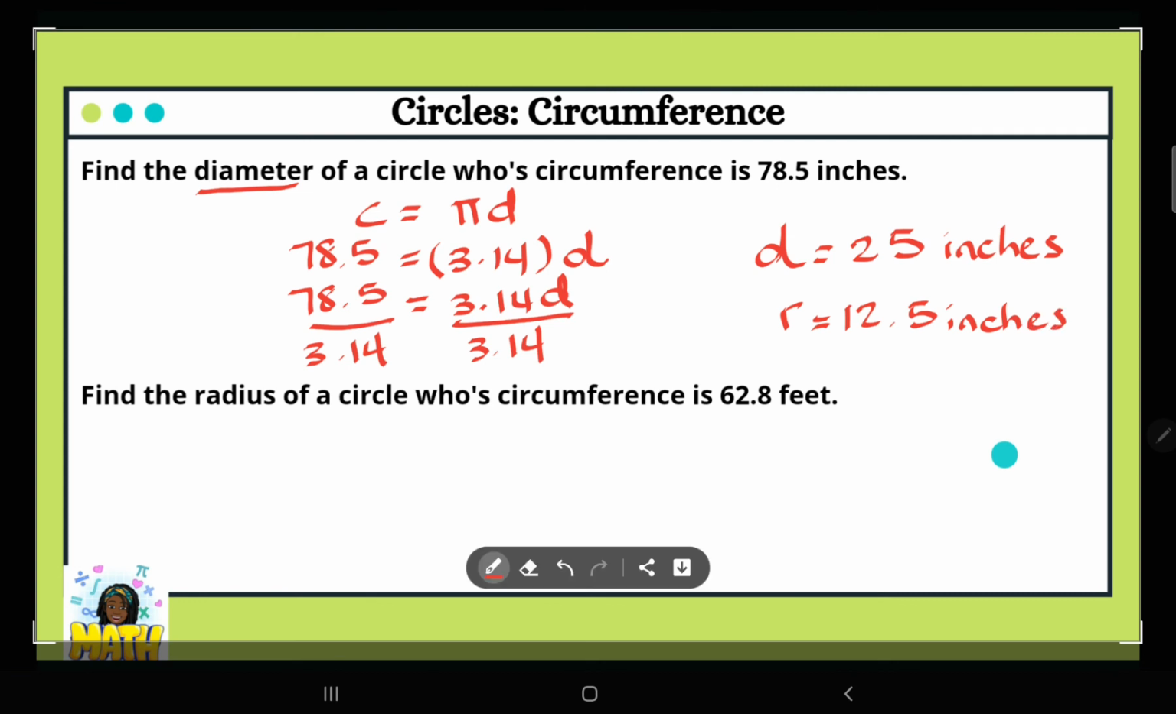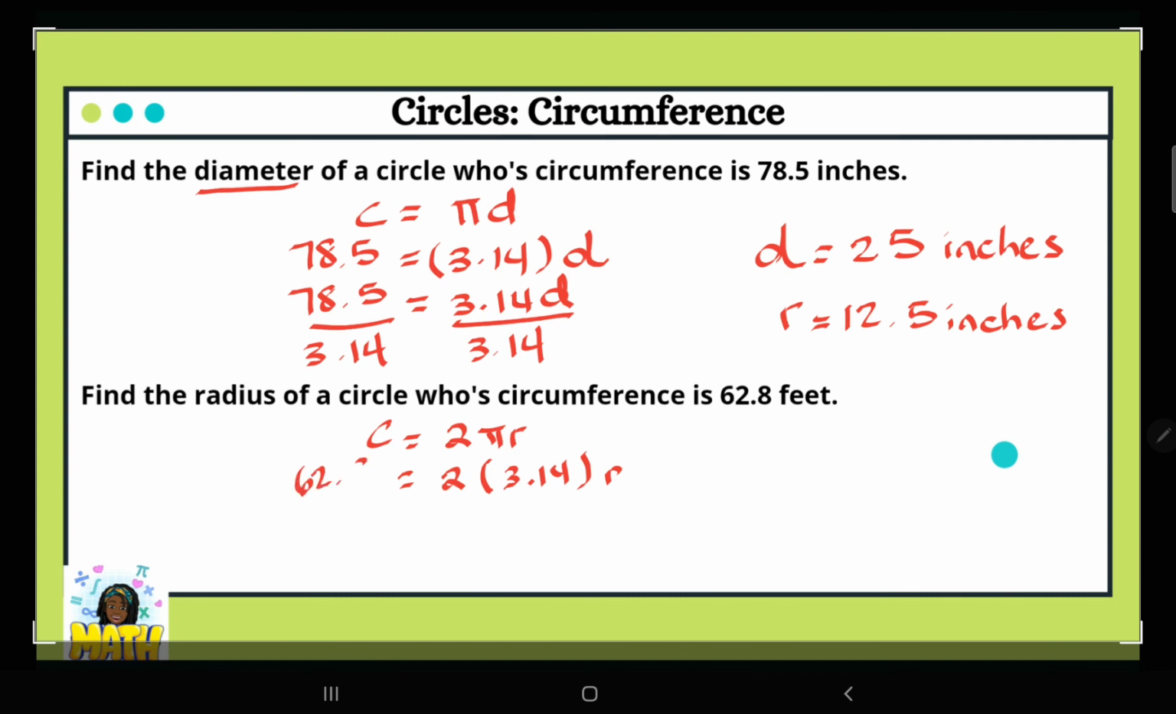Find the radius of a circle whose circumference is 62.8 feet. So here I'm going to use C equals 2 pi r. If you're comfortable with C equals pi d, then go for it. Just remember to divide at the end so that you have the radius. Let's go ahead and plug in. So 2 times pi is 3.14, and we're trying to find the r, and we're going to substitute 62.8 for C. Now let's go ahead and multiply.